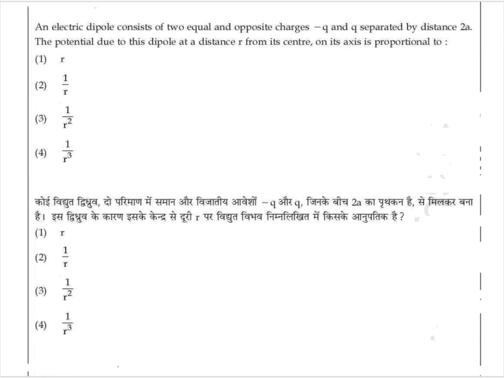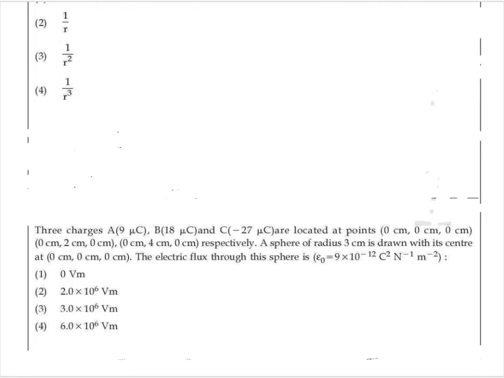Our next question is: an electric dipole consists of two equal and opposite charges, q and minus q, separated by 2a distance. The potential due to this dipole at a distance from its center is proportional to, so it's a direct formula, V equal to 1 by 4 pi epsilon naught into p by r square. So V is inversely proportional to r square, which is option 3. We'll move to the next question.